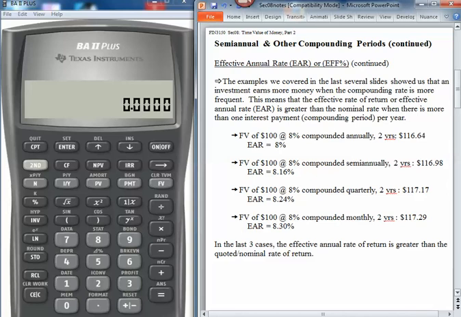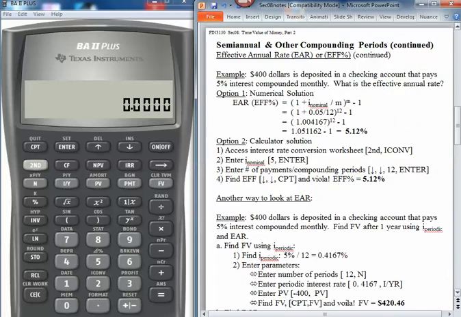So going back to the examples in section 7, the future value of $100 compounded annually is 116.64. The equivalent annual rate is 8%. When we went to semi-annual, we got a higher future value, and the equivalent annual rate is 8.16%. Another way to say this is I am indifferent between receiving 8.16% compounded annually or 8% compounded semi-annually. Both methods will get me to $116.98 for my $100 invested after 2 years.